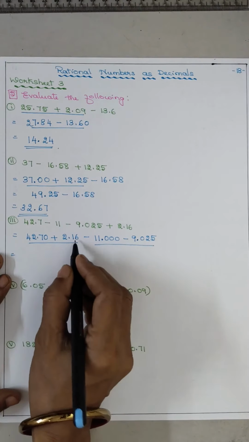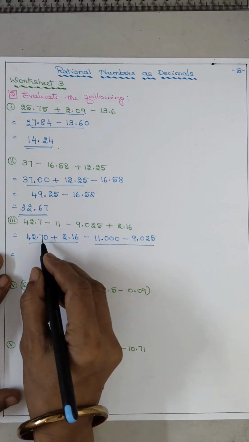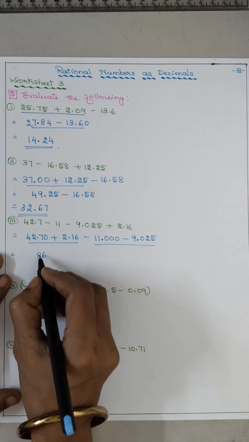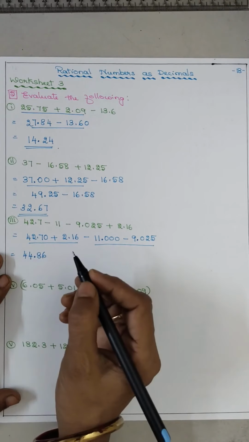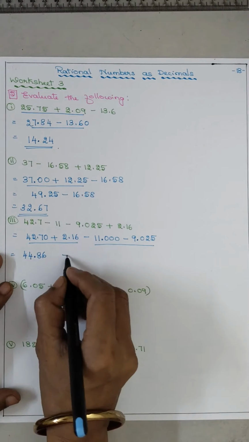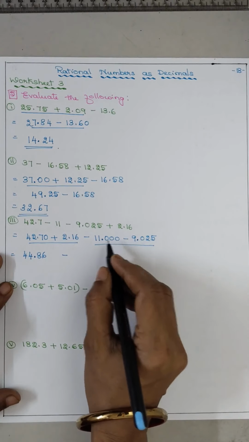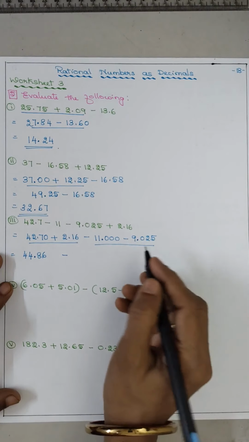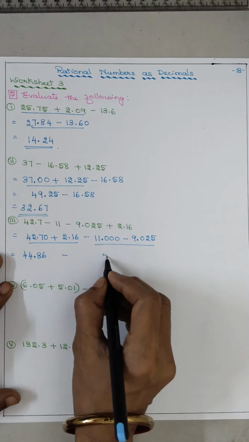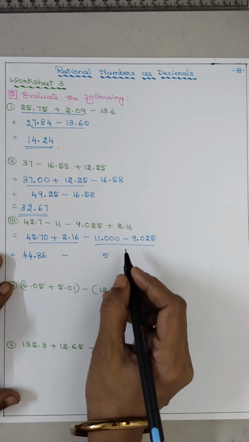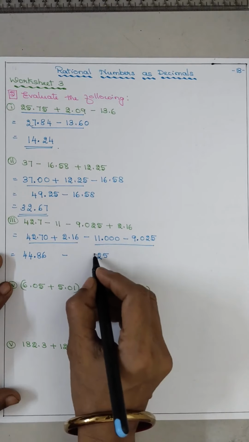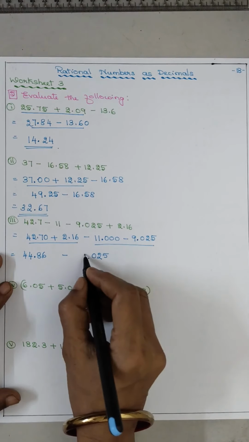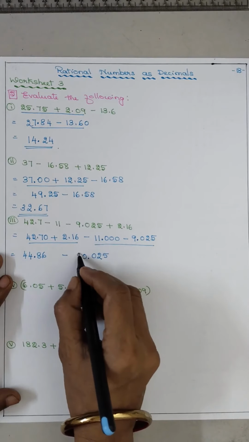So 0 plus 6, 6, 7 plus 1, 8, 2 plus 2, 4 and 4, minus, both are negative, so add 0 plus 5, 5, 0 plus 2, 2, 0 plus 0, 0, 9 plus 1, 10, 1 plus 1, 2.